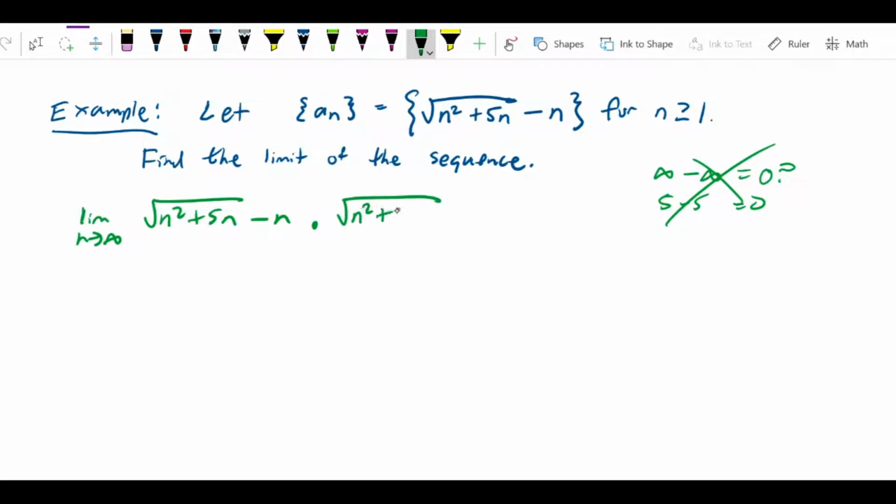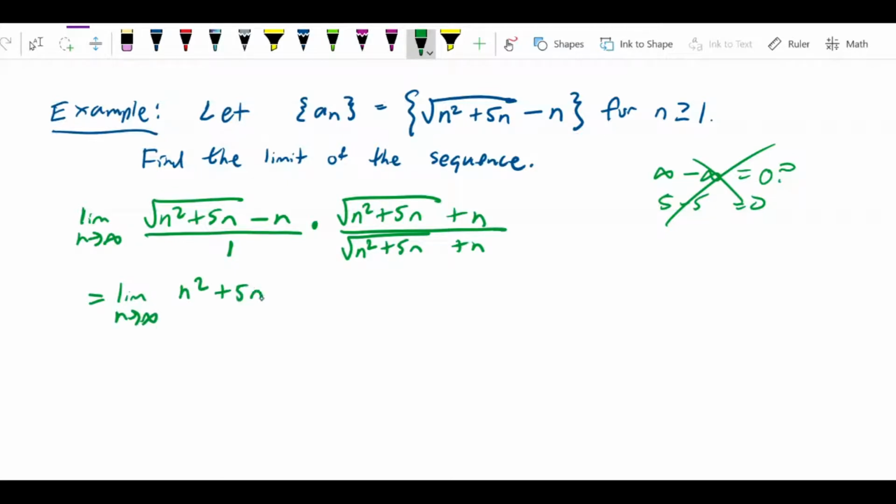So this is square root of n squared plus 5n plus n over square root of n squared plus 5n plus n. And this is, of course, going to be over 1, just so I can multiply fractions, and putting this term over 1 doesn't change anything. So multiplying that out, I get the limit as n approaches infinity of the square of the square root of n squared plus 5n, minus n squared. Recall that when you multiply conjugates, you just get the difference of squares. And this is going to be over the square root of n squared plus 5n plus n.